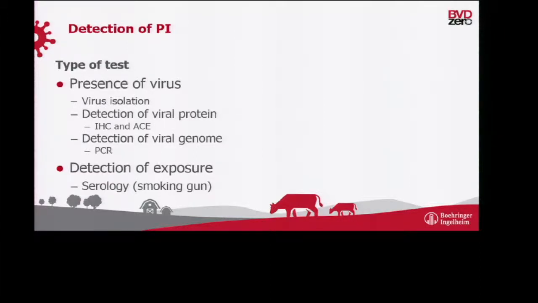Immunohistochemistry really requires a qualified pathologist to read those cells. Antigen capture ELISA, we do have commercial kits out there that can be used. You can go for detection of the viral genome by principally polymerase chain reaction, and once again there are commercial kits for detecting that. Or you can just go with detection of exposure, which can be important when you have a fully integrated control program, but if the only thing you're doing is looking at serology, you just have a smoking gun. Now, my interpreter looked at me and said, "What do you mean smoking gun?"